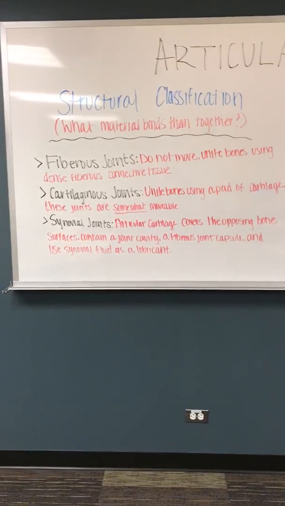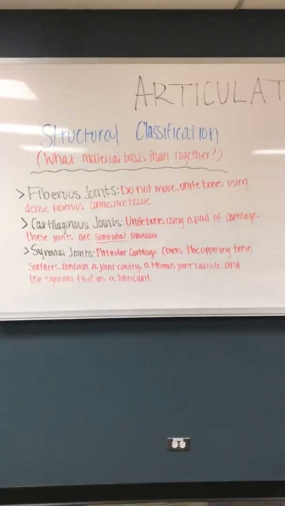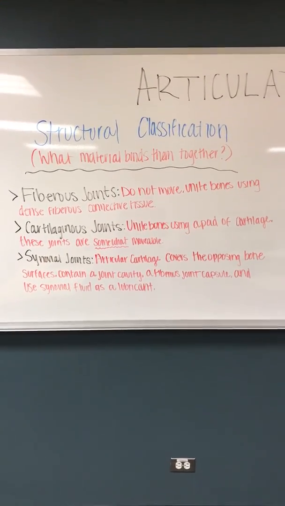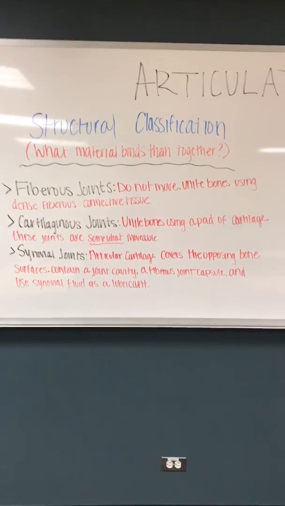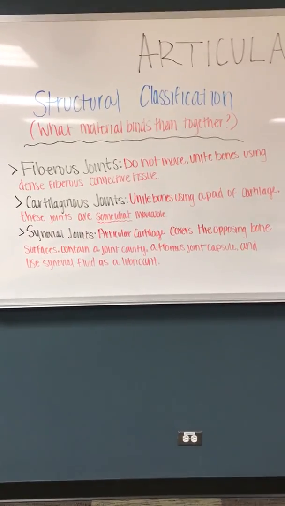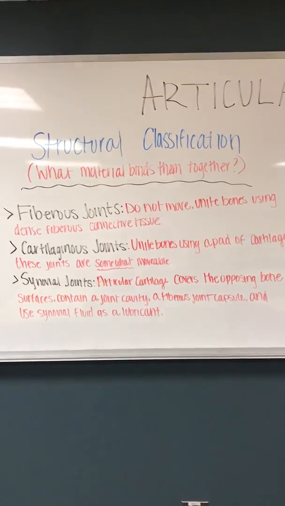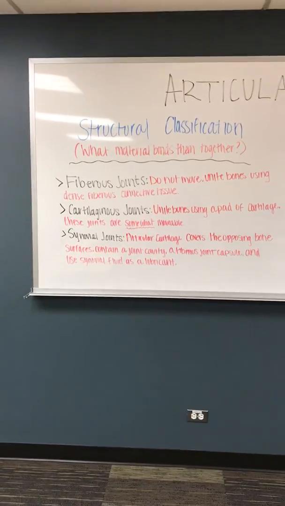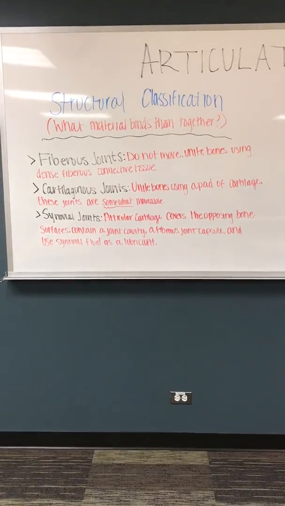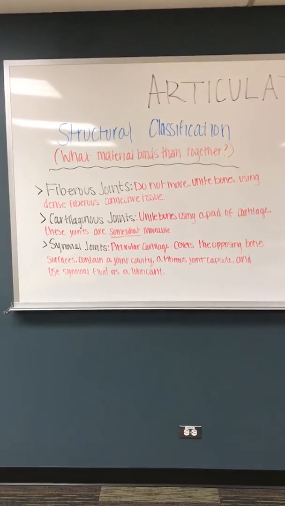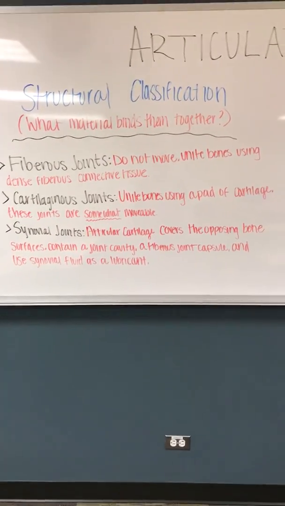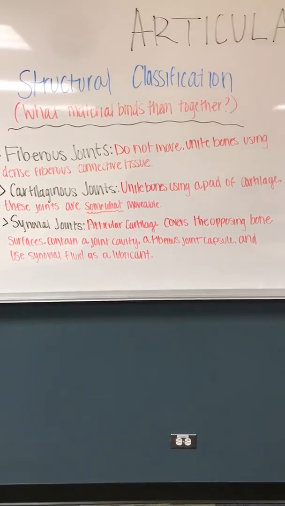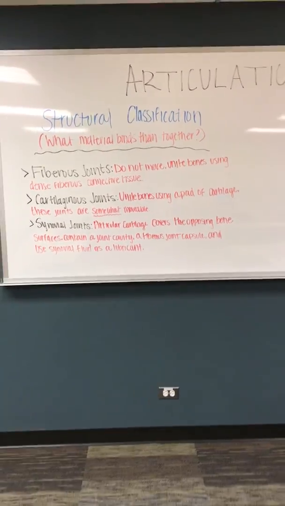And then lastly, we have synovial joints. Within synovial joints, you'll find the articular cartilage that covers the opposing bone surfaces. They contain a joint cavity, a fibrous joint capsule, and also use synovial fluid as a lubricant. When I think of synovial fluid, I kind of think of grease on a hinge, basically. It reduces friction within the joint so that our bones don't wear down and they don't get hot when we run or break down and so on.